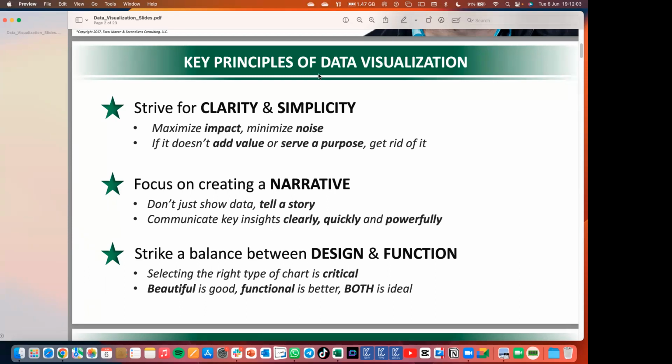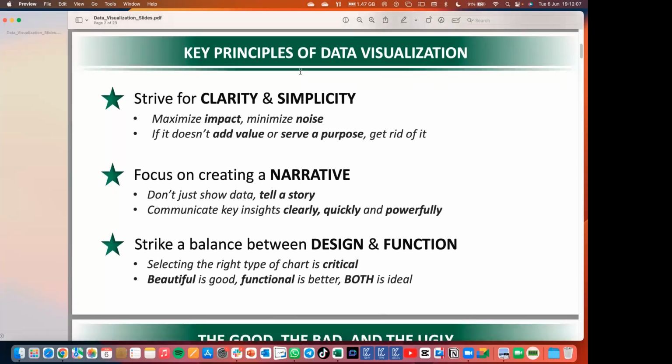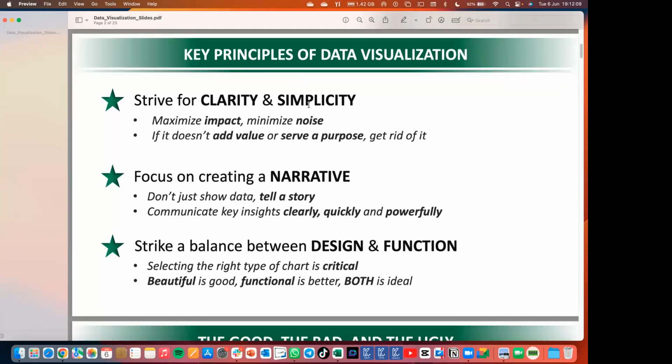Now, what are the principles we consider in data visualization? We are going to look at the 3 main principles. Just stick them in your head. Every time you think about pulling out a chart, you should consider these principles. The first principle is we should always strive for clarity and simplicity. What I mean by clarity and simplicity is you should not create a lot of noise.